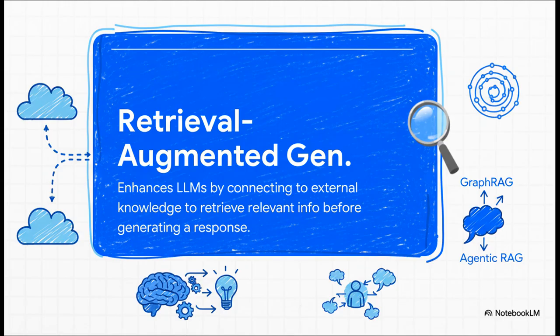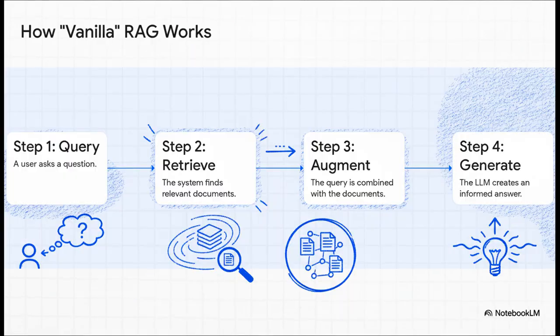Think of it like this. A standard LLM is basically taking a closed book exam. It can only use what it's already memorized. RAG, on the other hand, gives that same LLM an open book exam. So before it answers your question, it gets to look up the latest, most relevant info from a specific knowledge base. The very first version, which people now call vanilla RAG, works like a super simple assembly line.